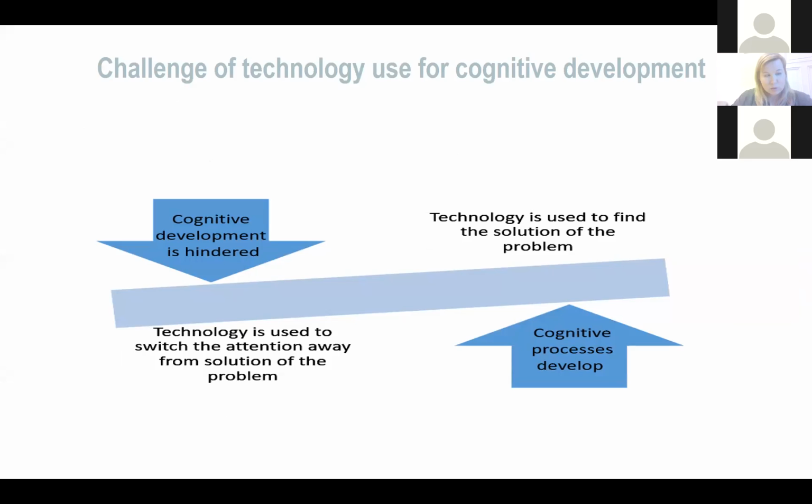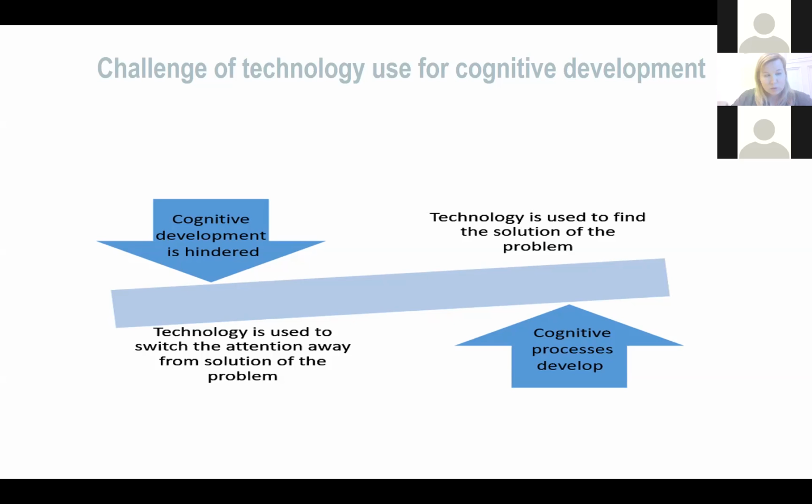Let's start. You see the picture, and I will try to explain how it should be read. So if technology is used to switch the attention away from solution of the problem, and it can be done, we all know that it can be done, then cognitive development can be hindered. But if technology is used to find the solution of the problem, cognitive processes develop.